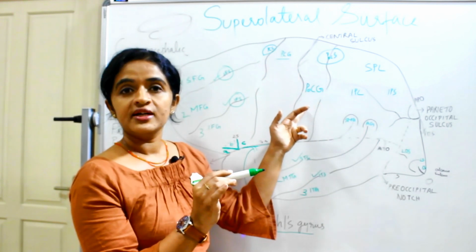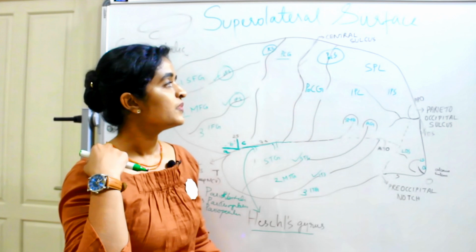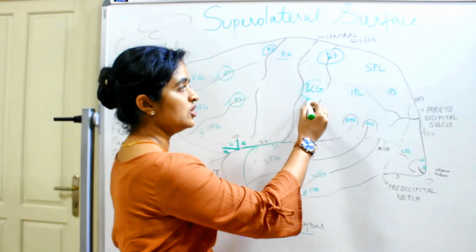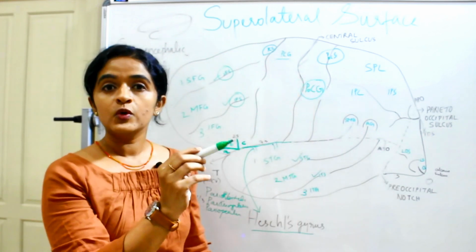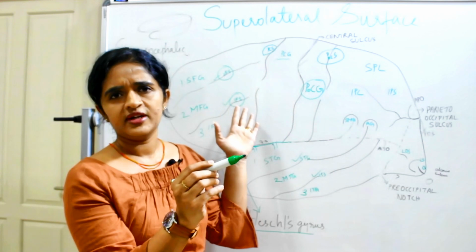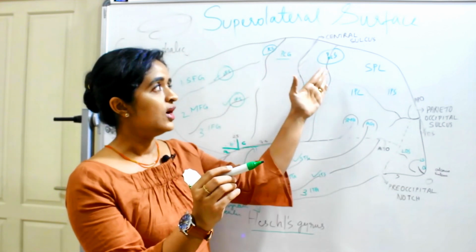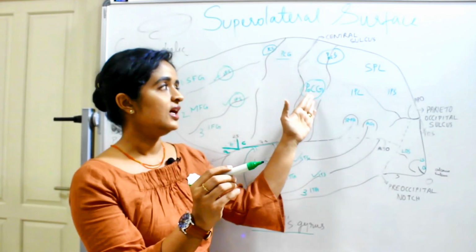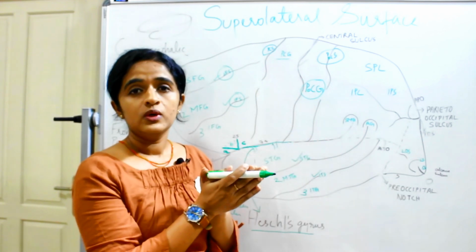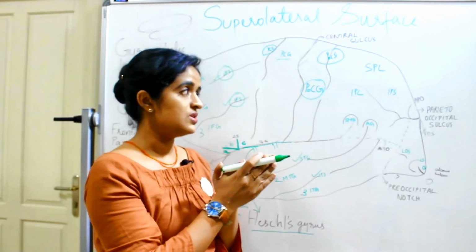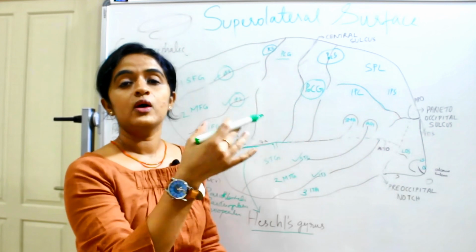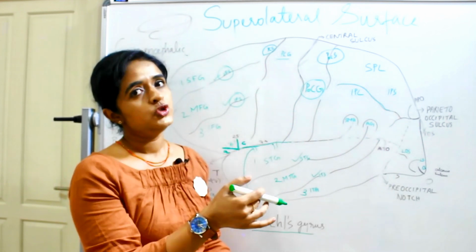Now, what do you call the gyrus which is lying between the central sulcus and the post-central sulcus? You call this gyrus the post-central gyrus. Just like the pre-central gyrus and the pre-central sulcus, you have the post-central sulcus and the post-central gyrus. Now, we have one important sulcus which is lying horizontally, which is going to divide our parietal lobe into two lobules.